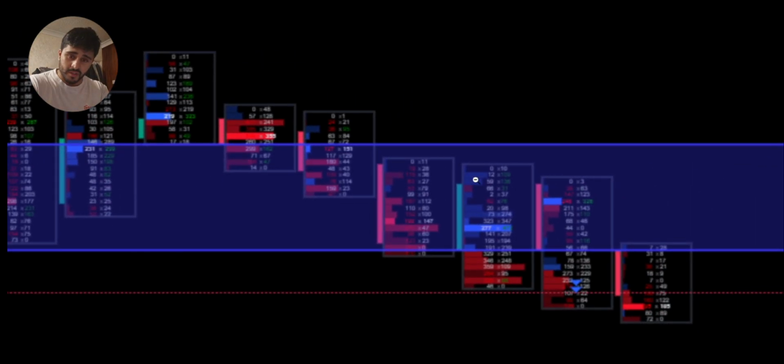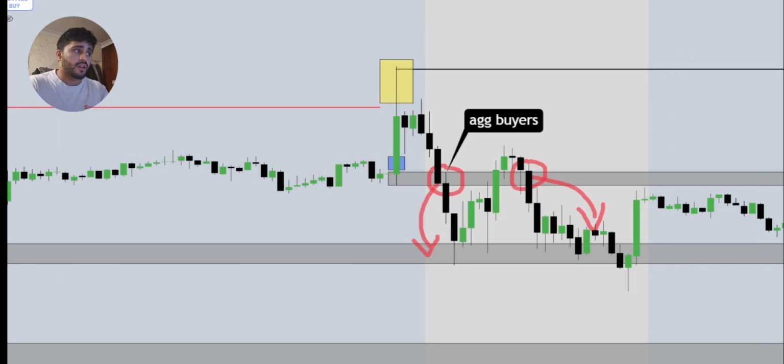Instead, we see the opposite. So think of it this way: if you saw aggressive buyers in this region, surely the market would want to move up. Surely we'd want to break above the all-time high, or whatever the high was at the time, or at least break above this level. But the opposite starts to happen in real time.